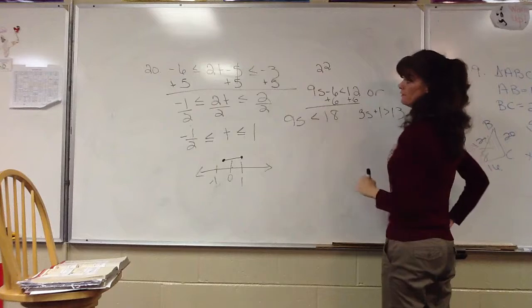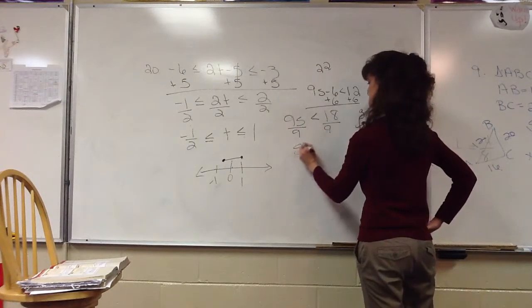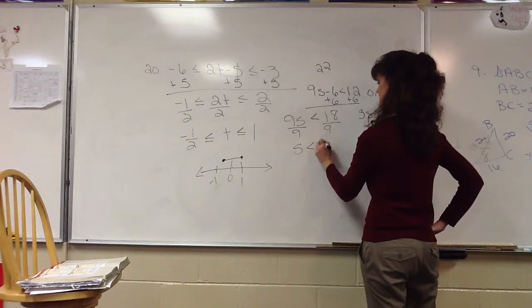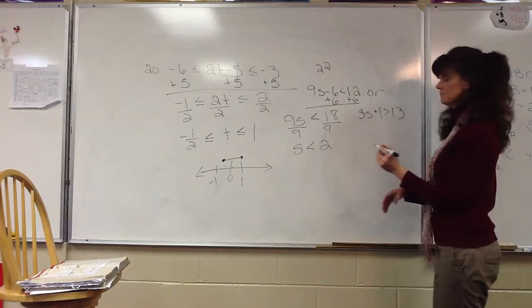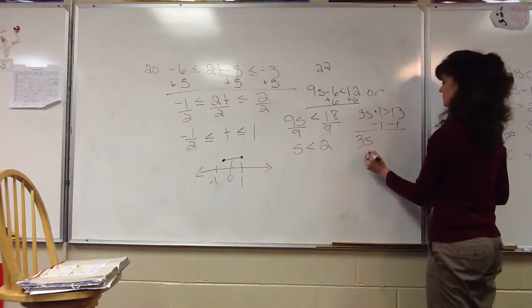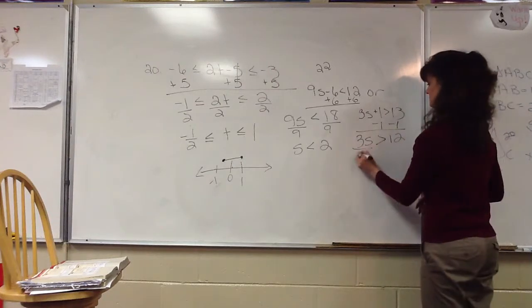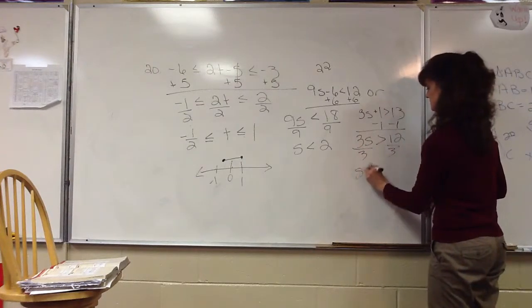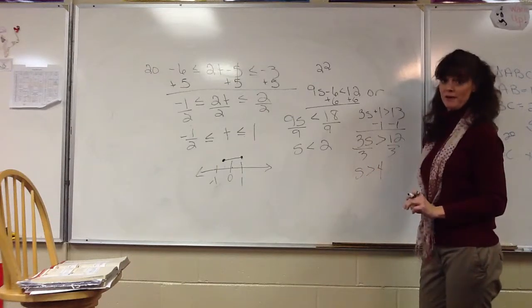Let's go ahead and solve for s. You divide each side by 9, which would get you s is less than positive 2. Good. And now you would subtract 1 from each side, which would give you 3s is greater than 12. Divide each side by 3, which would give you s is greater than 4. Zoe, would you like to come up and graph it?